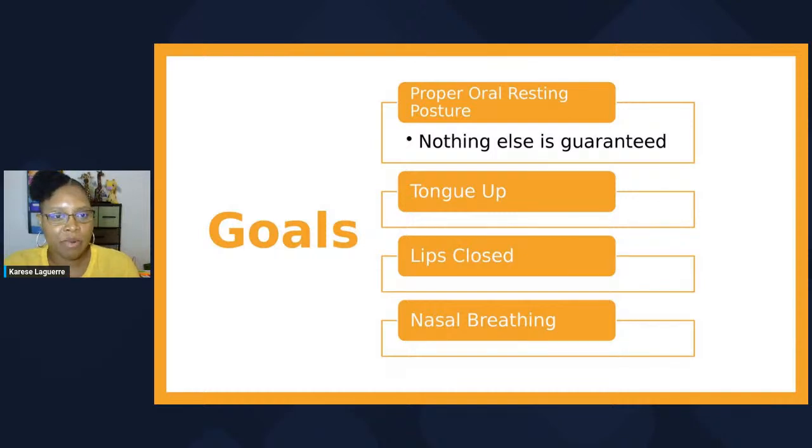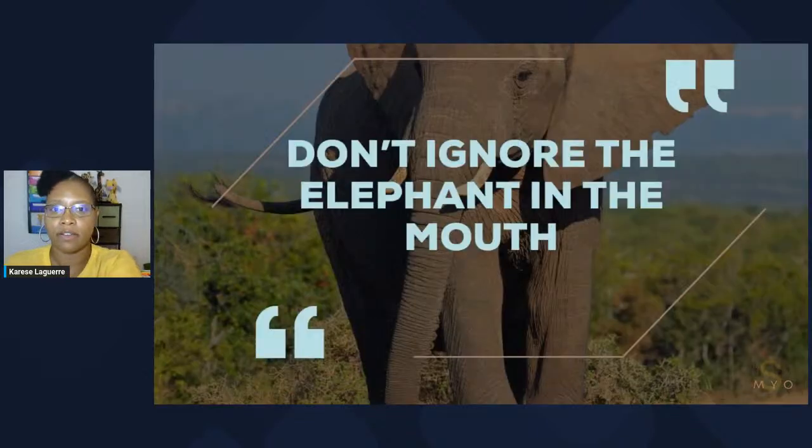So, what exactly is proper oral resting posture? That's having our tongue up, so the tongue suctioned up against the palate from that incisive papilla all the way back to the soft palate, our lips closed, and predominantly nasal breathing. Outside of that, everything else, happy accident. Okay. So I'm going to ask you to 100%, if you've never thought about it and you are not talking about this with your patients in the office at all, you need to. Don't ignore the elephant in the mouth.